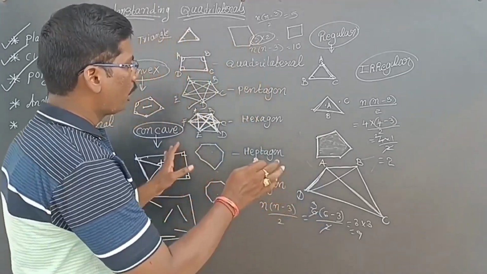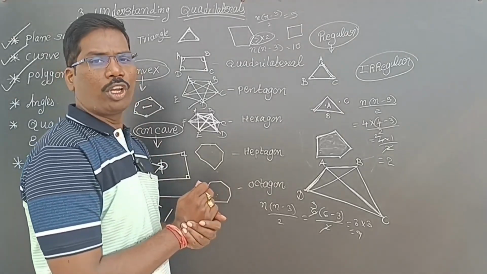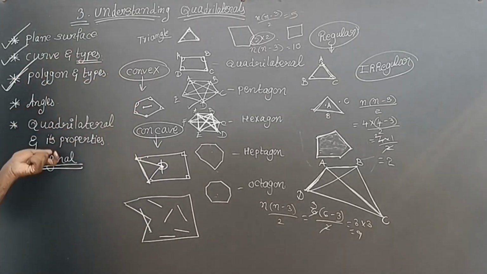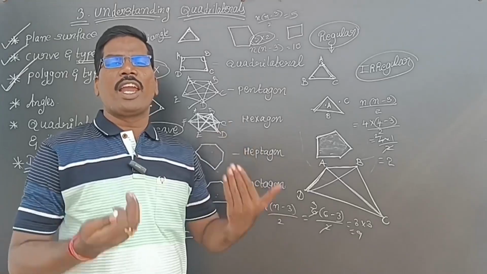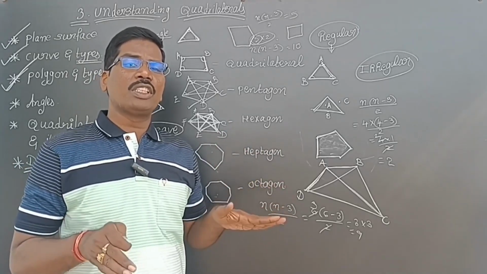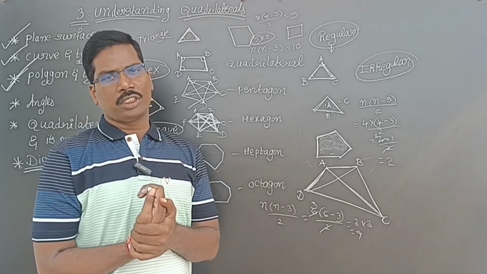So this is about diagonals and everything. About polygons, everything. So now polygons and types are completed. Now angles, we have to discuss angles. What angles are there, what the sum of the angles is, the number of sides, the relation between sides and angles, everything we are going to discuss now.